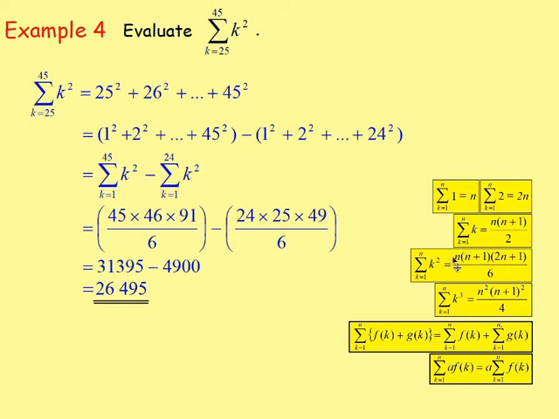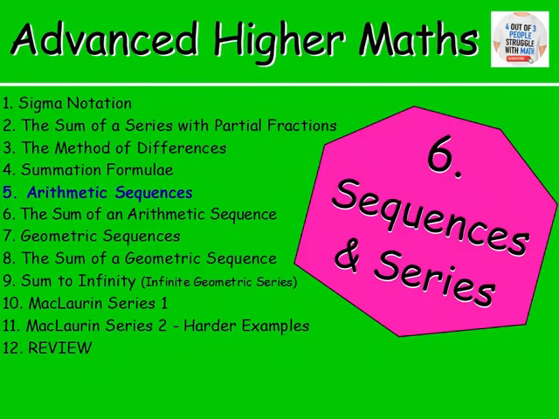The sum of k squared is n(n + 1)(2n + 1) over 6. Here, you've got 45, so you're going to have 45 times 1 above that, which is 46, times double it, add 1, you get 91, over 6. And it's the same with the other one as well. So you will get your answer.